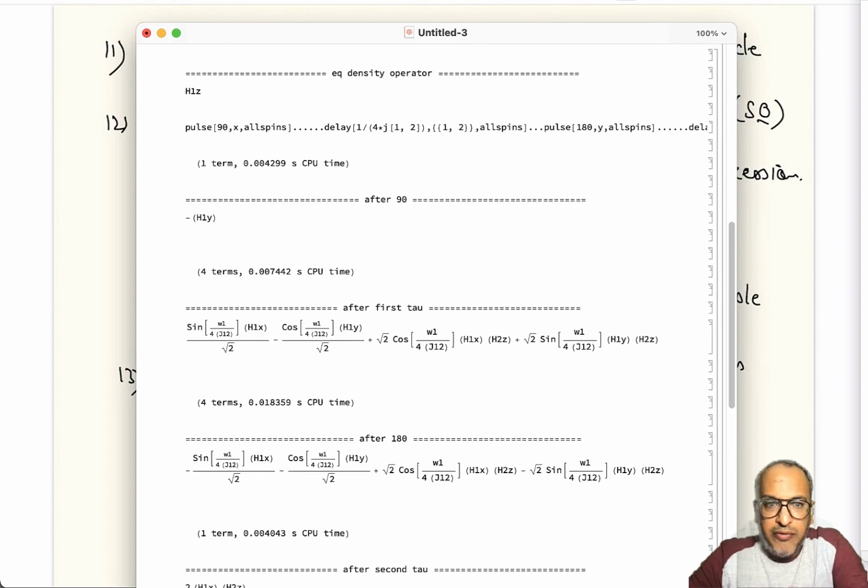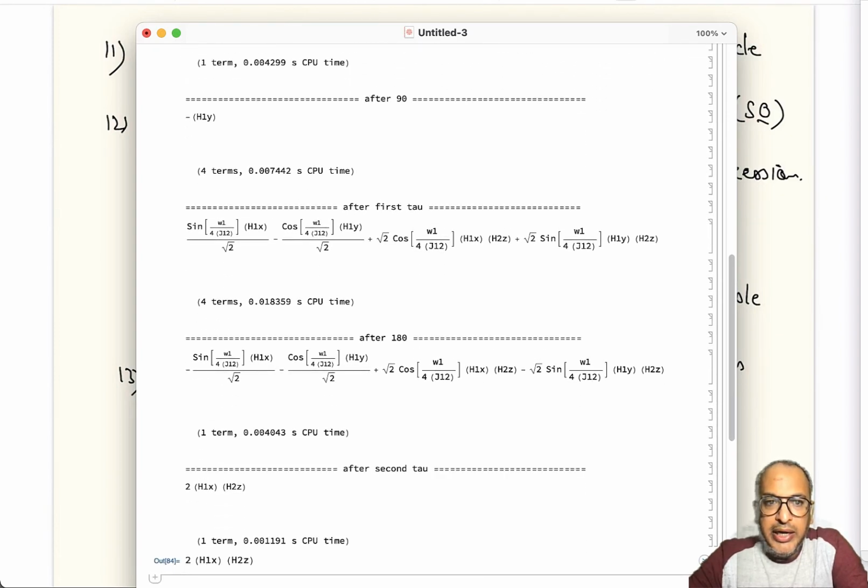So after you apply the 180 degree x, 180 degree y pulse, it will convert H1x into a negative sign. So you have a negative sign here. Then the H1y term does not change, because the 180 degree pulse was the y phased pulse. So similarly, H1x, H2z, both of them will be negative. So this sign remains the same, and then H1y remains the same, and H2z goes to negative. So you have plus to minus, right?